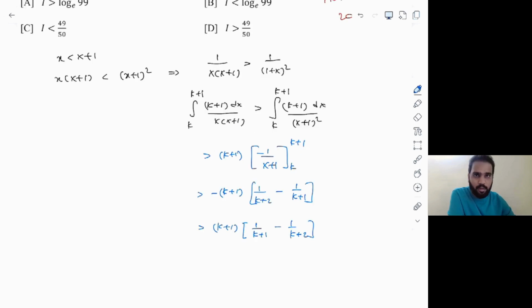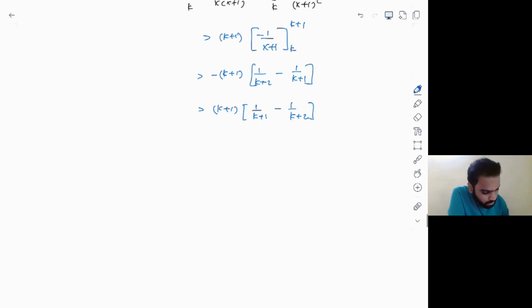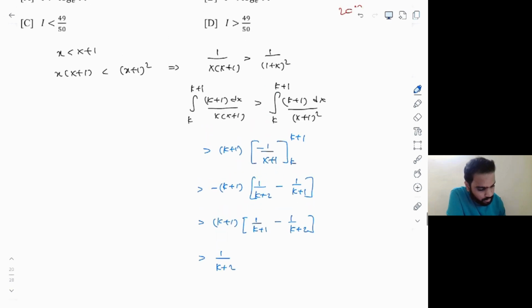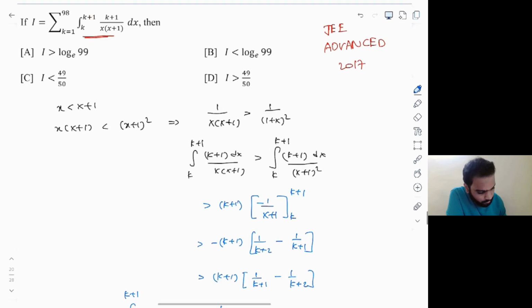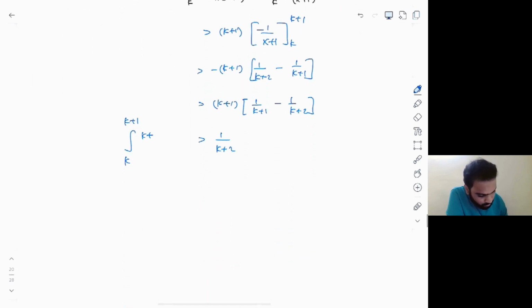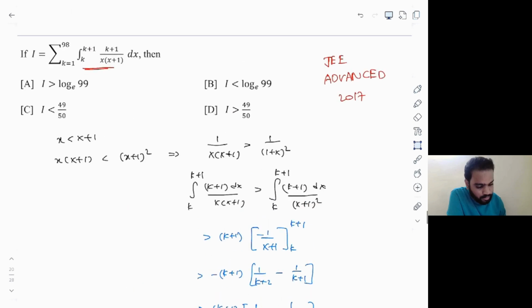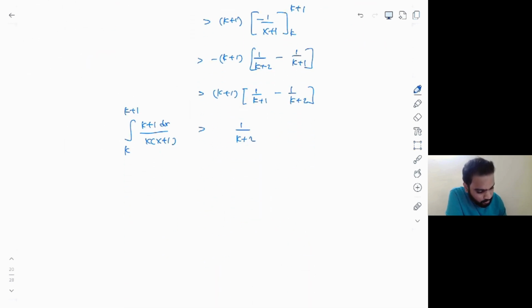Now, if I take the LCM and cancel out k plus 1, the only remaining part will be 1 divided by k plus 2. So the integral from k to k plus 1 of dx divided by x into x plus 1 is greater than 1 by k plus 2. But we need the sigma of this actually. So we have to calculate sigma k equals 1 to 98, right? So let's do that: sigma k equals 1 to 98 on the left, and on the right-hand side also sigma k equals 1 to 98.